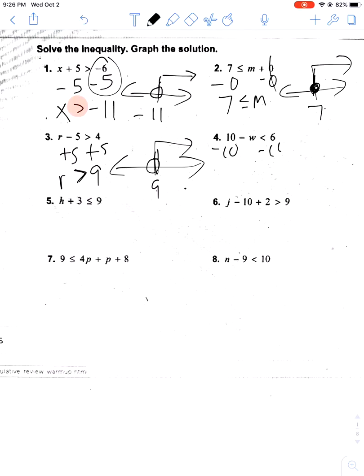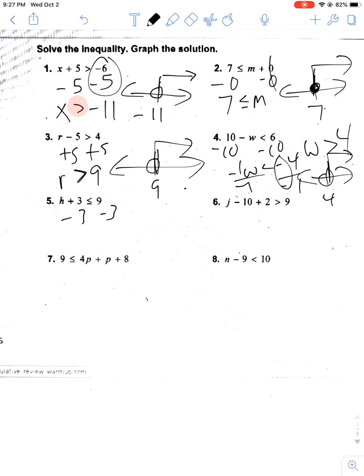Minus 10, so negative w is smaller than negative 4. Divide by negative 1 because there's a 1 here. When we divide by a negative, we flip. Negative divided by a negative is positive. To graph this, put a 4. Open circle, w is bigger.